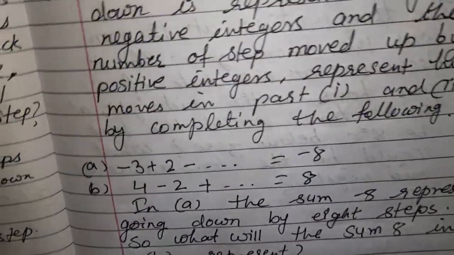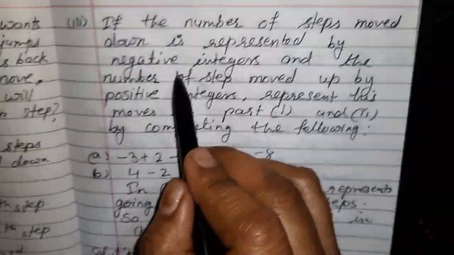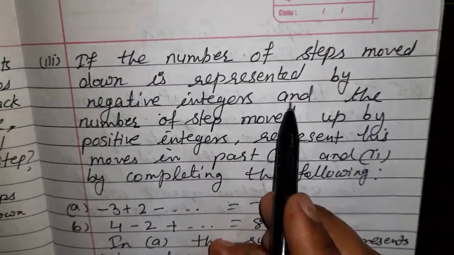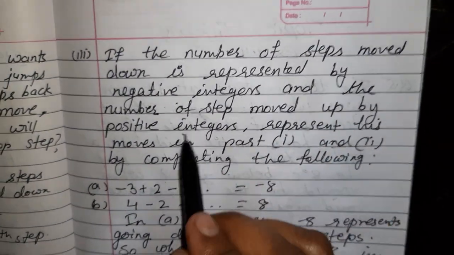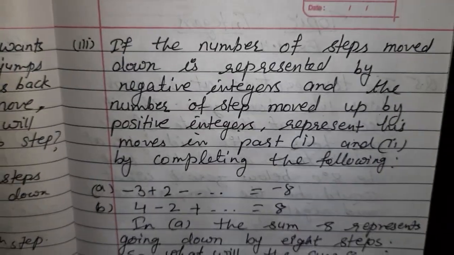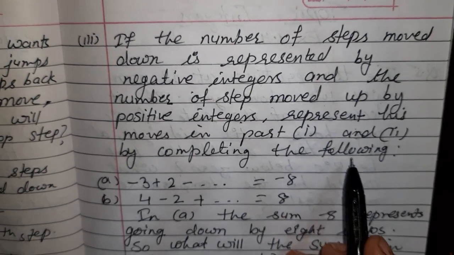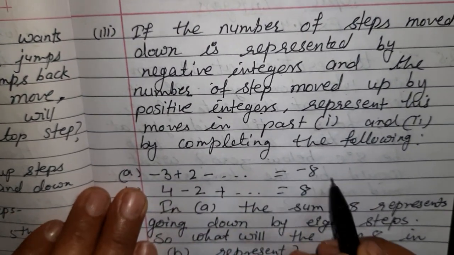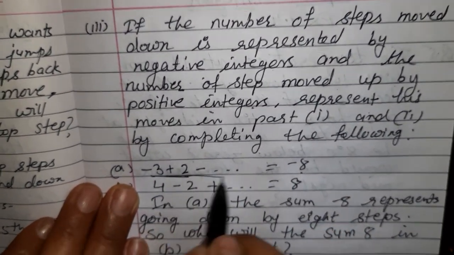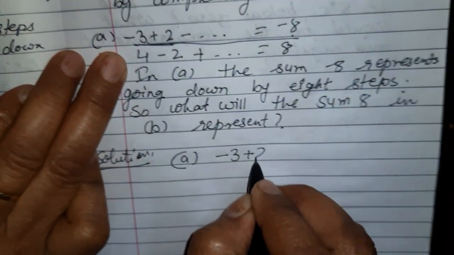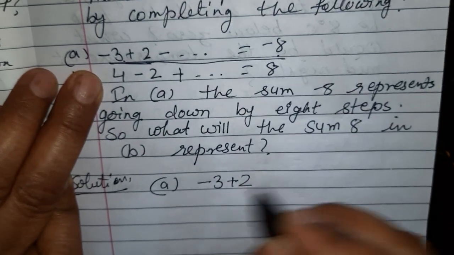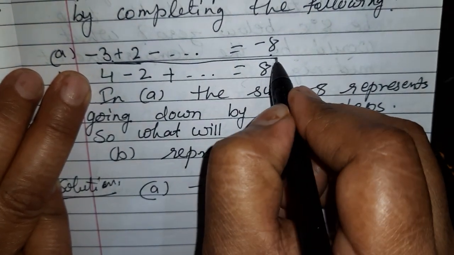Okay, its third part is, if the number of steps moved down is represented by a negative integer, and the number of steps moved up by a positive integer, represent his moves in parts 1 and 2 by completing the following. Means you complete this so that you will get minus 8. This series you have to complete. Minus 3 plus 2. How many times do you repeat this series so that you will get minus 8?